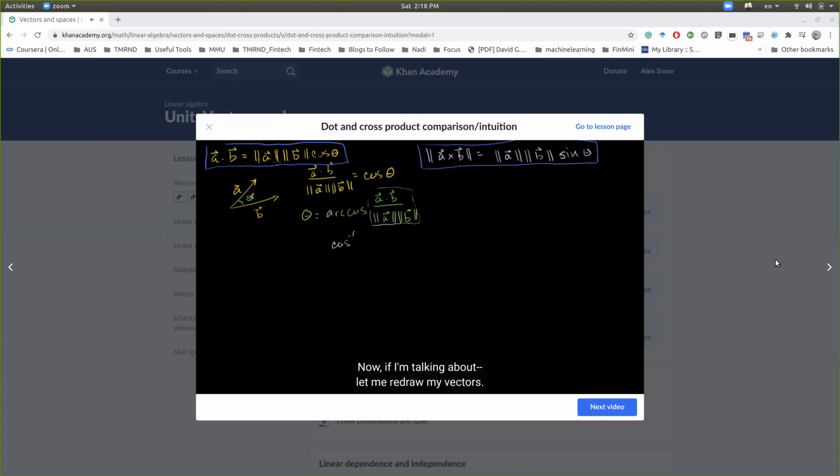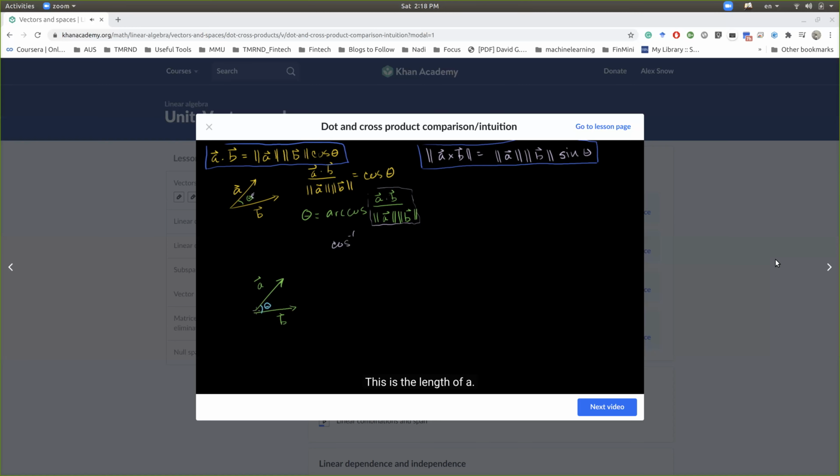So let me draw A and B, bigger than that, so we do it like that. So that is my vector B, and that is A. What is the length of A times the length of B times the cosine of the angle? So let me do that right there. So this is the angle. So the length of A, if I were to draw these vectors, is this length right here. This is the length of A.